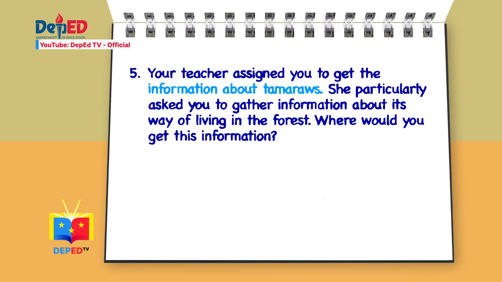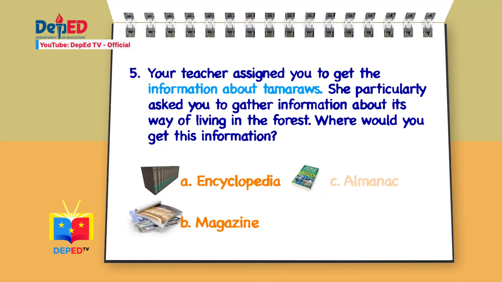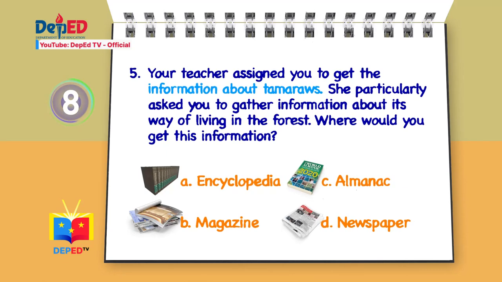Number 5. Your teacher assigned you to get the information about tamaraws. She particularly asked you to gather information about its way of living in the forest. Where would you get this information? A. Encyclopedia. B. Magazine. C. Almanac. D. Newspaper.